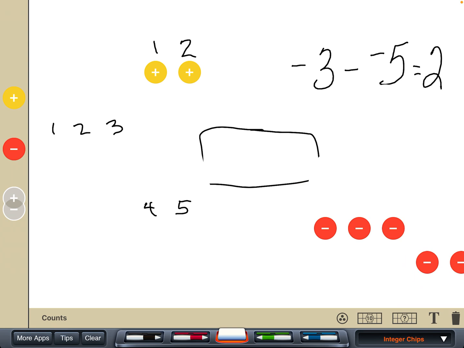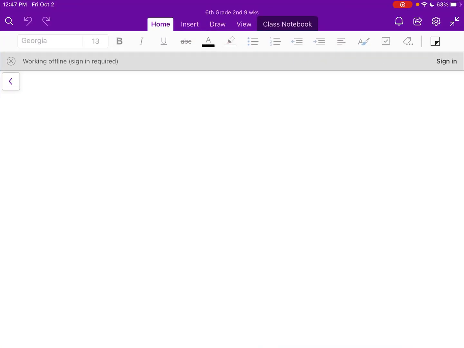All right, so subtracting integers is a little different. It takes a little bit of different thought process, right? It can get confusing. So I want to show us a procedure that will make it simpler for you when you're looking at it and you don't have the counters, okay? And so we're going to call this procedure keep, change, flip.